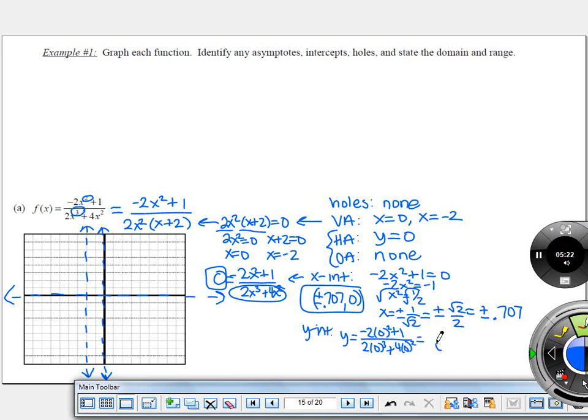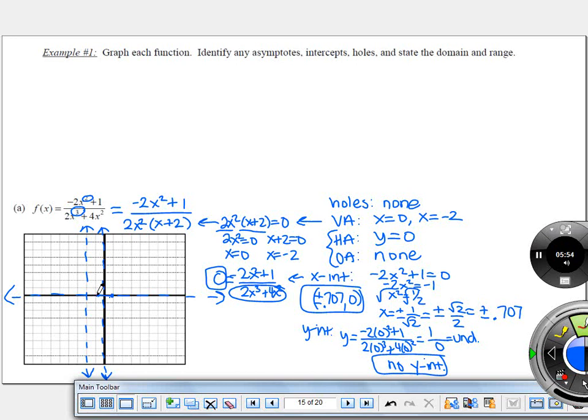You can see you're going to get a 0 in the denominator, so it doesn't really matter that the numerator is 1. This is undefined, which means there is no y-intercept. That makes sense when we look at our graph, because remember we had a vertical asymptote at x equals 0, meaning there wouldn't be a point there. So right now we know 2 points on our graph: at positive 0.707 we have an x-intercept, and at negative 0.707 we have an x-intercept.